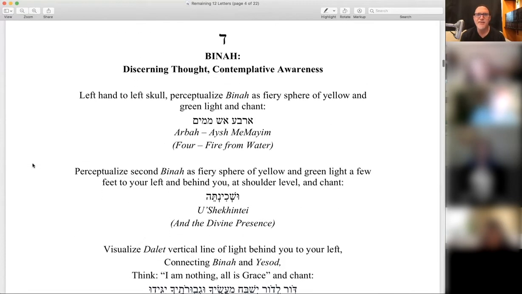Next we have Dalet, circling around the body. We get to the line that connects Bina, which is behind you on the left at shoulder level, to Yesod, which is behind you at hip level on your left. That's the Dalet line.